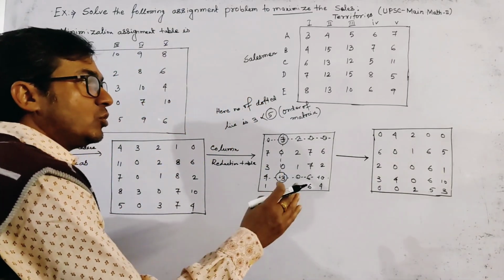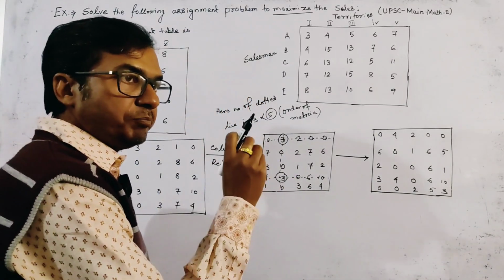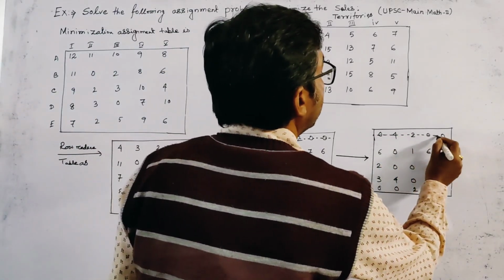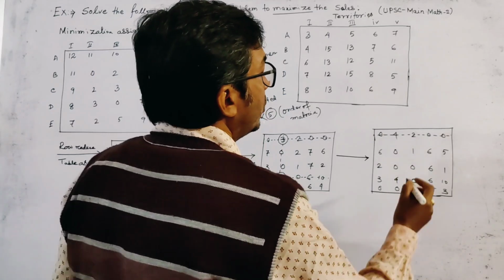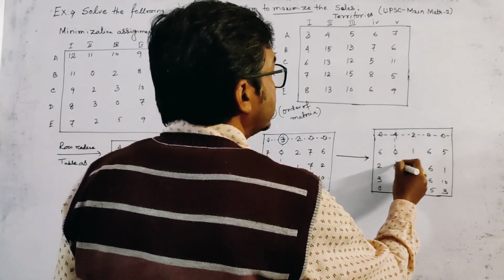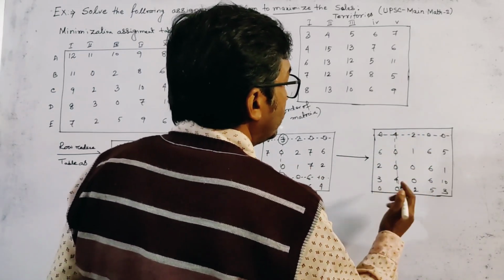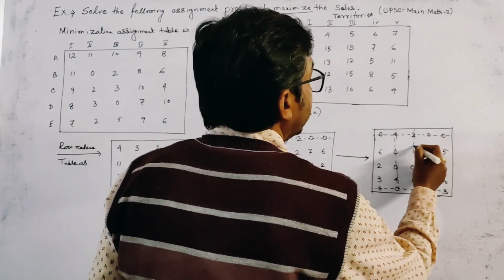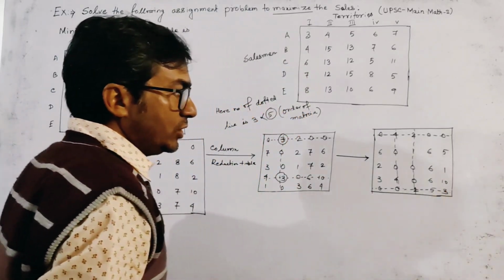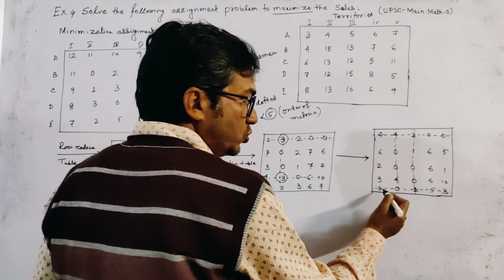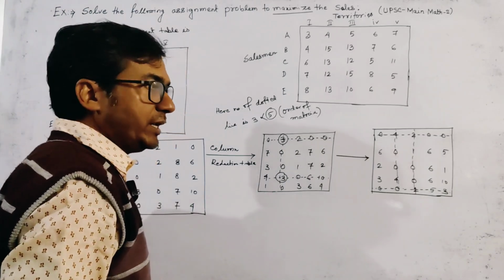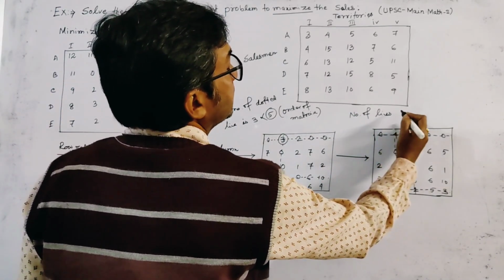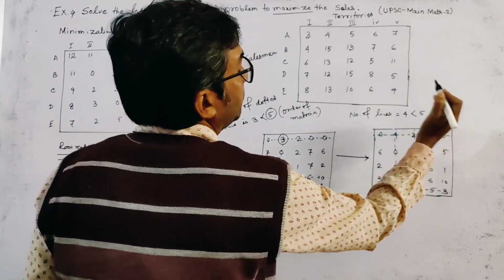Now again we draw horizontal and vertical lines, but the minimum in number. How to draw? We first draw to cover the 3 zeros here. Also we must draw here, there are 3 zeros. Here we draw another line, and here we draw again one line. So the number of lines again is 1, 2, 3, 4: 2 horizontal and 2 vertical. Here the number of lines is equal to 4, less than 5.